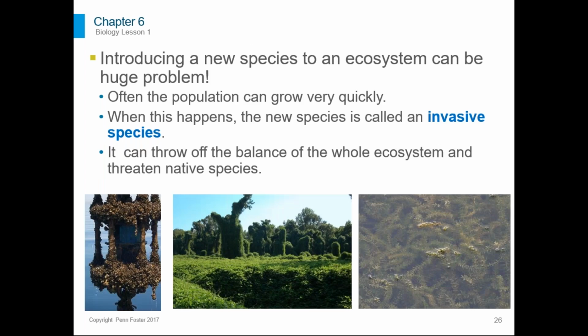Introducing a new species to an ecosystem can be a huge problem. Sometimes the species can't live there and it just dies, or occasionally it fits relatively well into the existing ecosystem, but that's not usually the case. Often the new species doesn't have anything in the new ecosystem to hold its population numbers in check, so the population can grow very quickly and outnumber the species that are supposed to live there. And when this happens, the new species is called an invasive species. It could throw off the balance of the whole ecosystem and threaten native species.